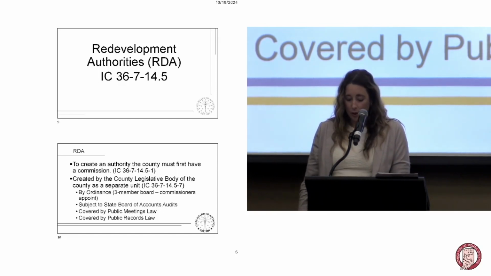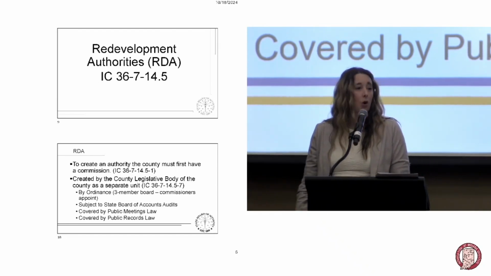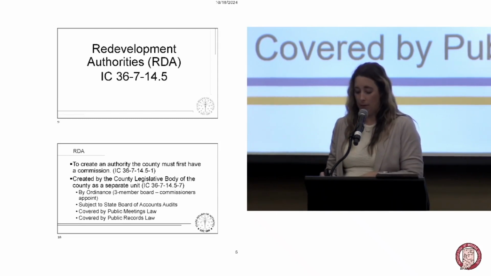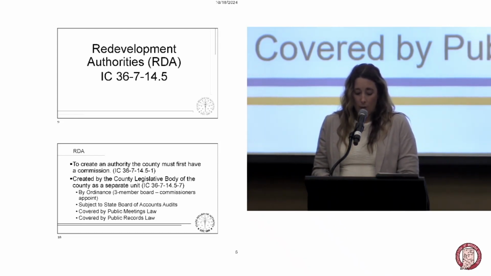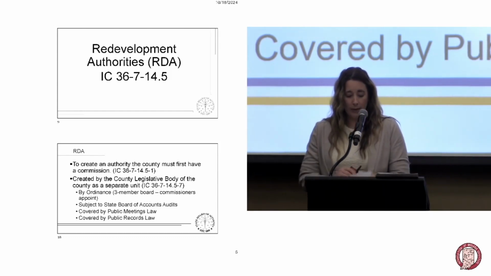They are subject to all the same laws, rules, and ordinances that apply to all other authorities, which includes being subject to a State Board of Accounts audit, and they are also covered under the Public Meetings and Public Records Law. Their ordinance also creates their board, which is a 3-member board that the commissioners would then appoint.